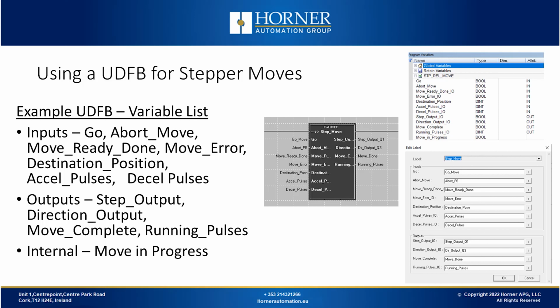That's because on the input side I'm determining whether the destination position is positive or negative. If the destination position is positive, I'll travel one direction, and if it's negative, I'll travel the other direction. That just impacts my direction output bit. The number of pulses that I have for accel, decel and running is always a positive number, so there's some manipulation that will have to happen inside the UDFB.